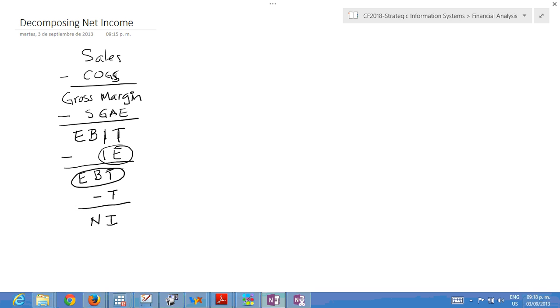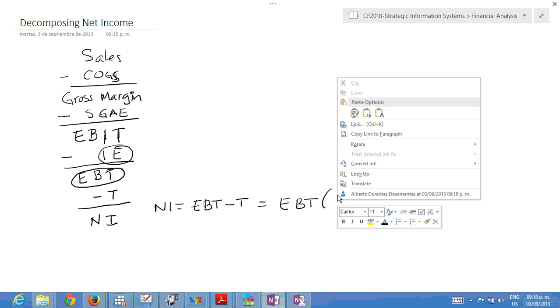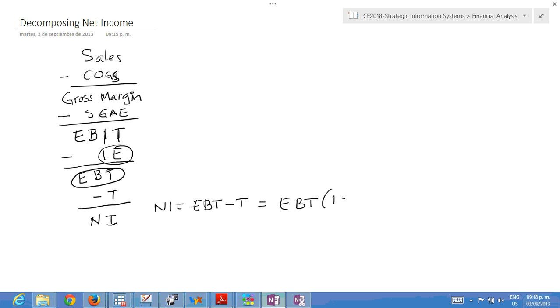Now, you can say that net income is equal to earnings before taxes minus taxes. Another way to express this is that you have earnings before taxes, and you multiply it by 1 minus the tax rate. TR, I'm going to call it, for tax rate.